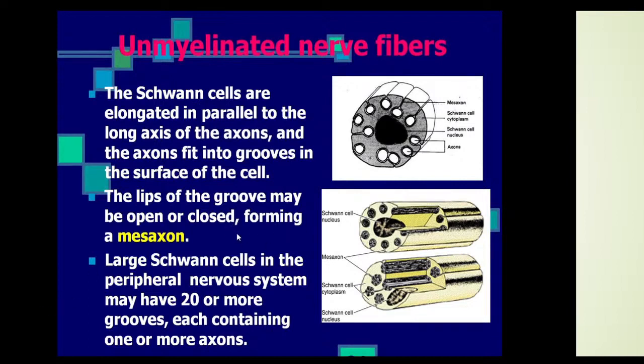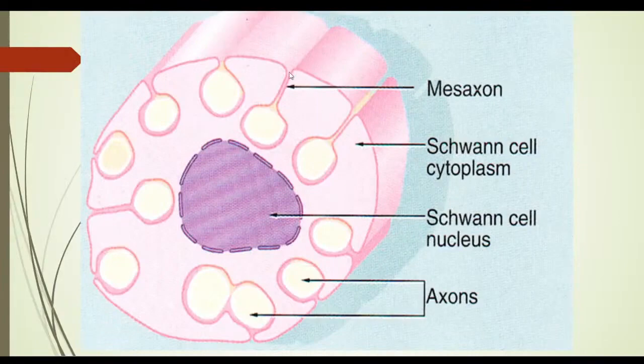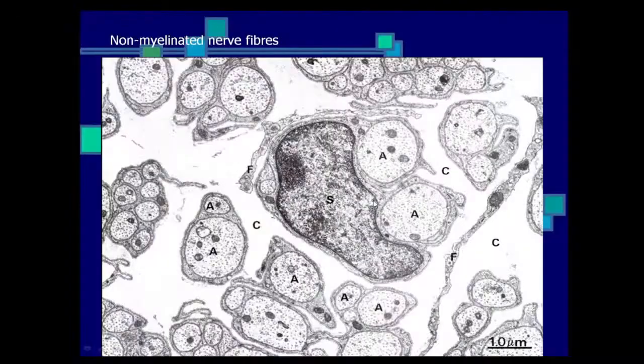Mesaxon is like an invagination of the Schwann cell, in which the axonal processes are embedded. Large Schwann cells in the peripheral nervous system may have 20 or more grooves, each containing one or more axons. The opening of the groove is named the mesaxon. Look, this is a mesaxon, like grooves, in which the axons are present, and the Schwann cell nucleus in the center. For example, in this electron micrograph we have a Schwann cell nucleus and two axons, central cylinders.